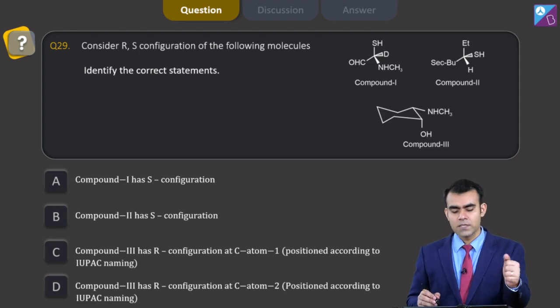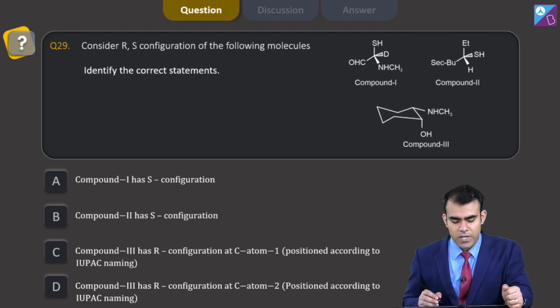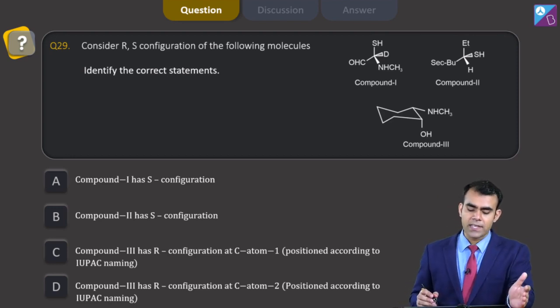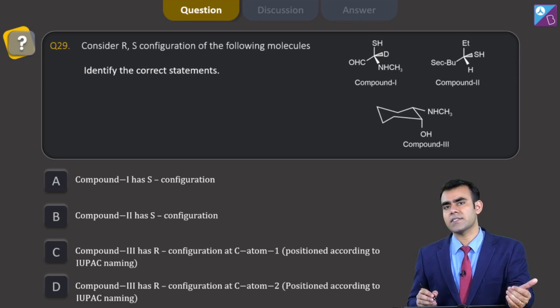Now we have question number 29. In question number 29, what is given is: consider RS configuration of the following molecules, identify the correct statements.